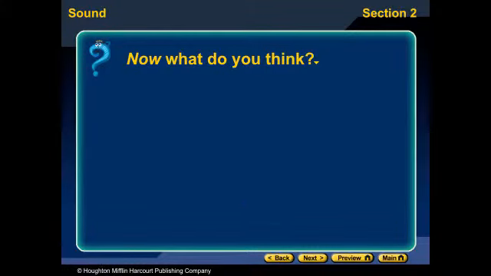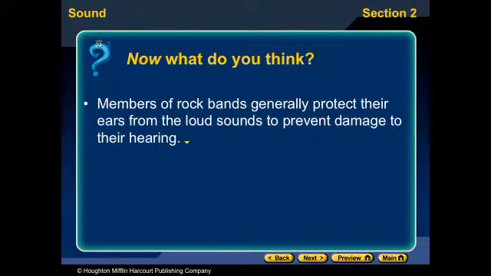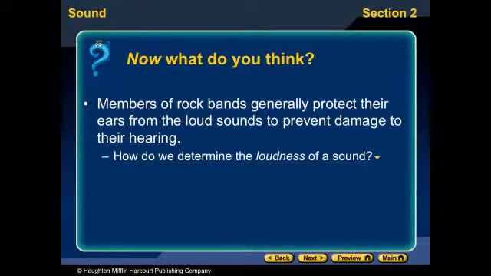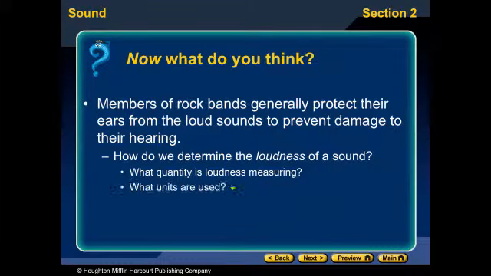Okay, so now think back to these questions. How do we determine the loudness of a sound? We take the power per the area. And what quantity is loudness measuring? It's measuring the intensity. And what were those units? It was watts per meter squared.